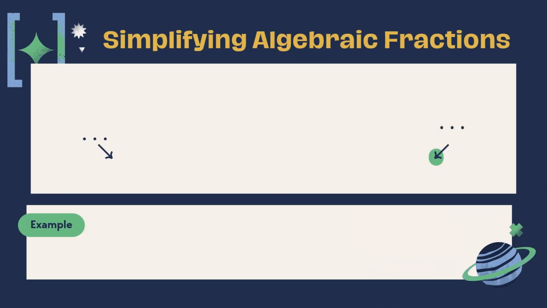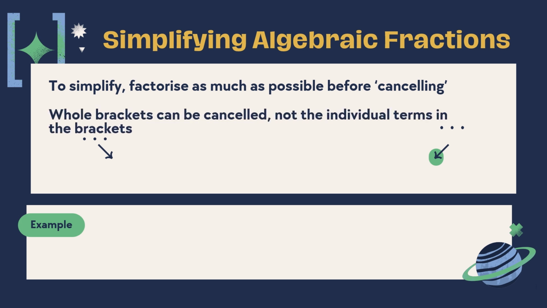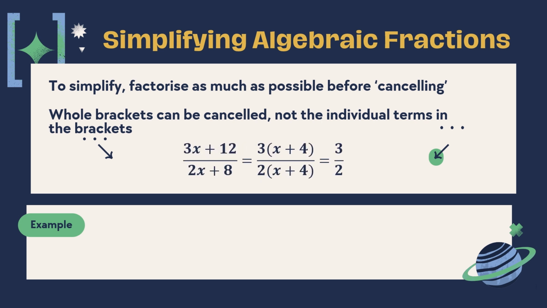First is simplifying algebraic fractions. To simplify, first we have to factorize as much as possible before cancelling. Note that whole brackets can be cancelled, but not the individual terms in the brackets. For example, there is a question to simplify 3x plus 12 over 2x plus 8.